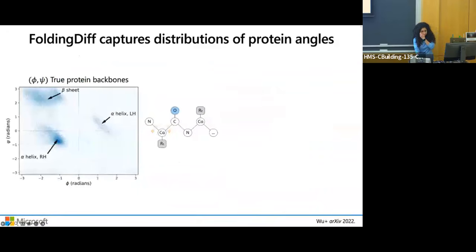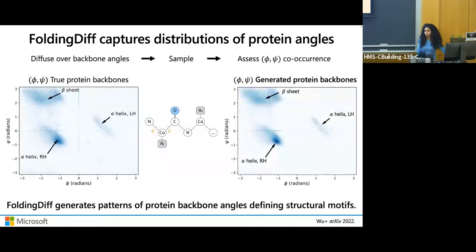Firstly, thinking about the distributions of angles captured in these generations, we compared the fact that in true proteins, these angles are not independently distributed. They exhibit very strong correlations. If we visualize the relationship between phi and psi on these Ramachandran plots, we see that there are defined regions of the space that correspond to key structural motifs. And indeed, when we do this similar analysis on generations from folding diff, we can see that we can recapitulate those same patterns of protein backbone angles that define these key structural motifs.